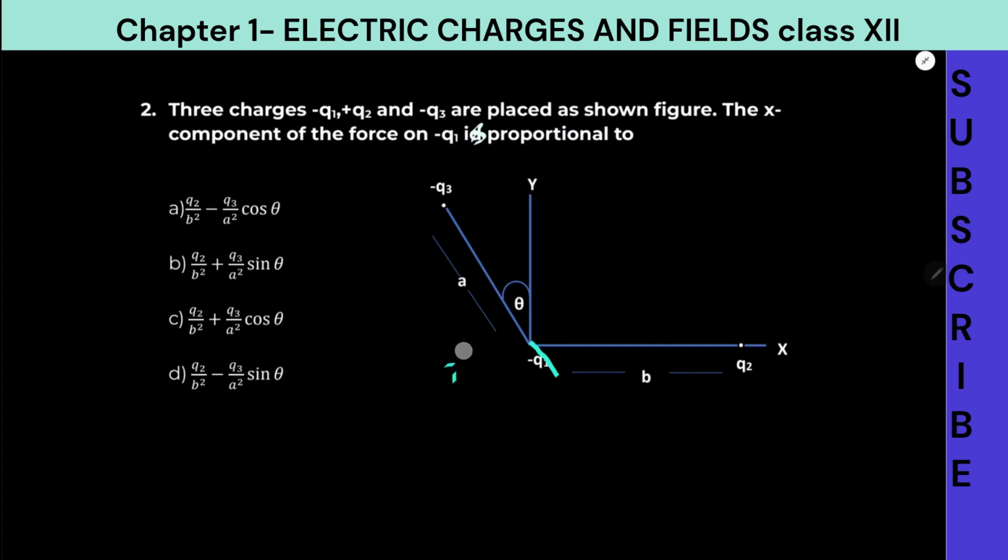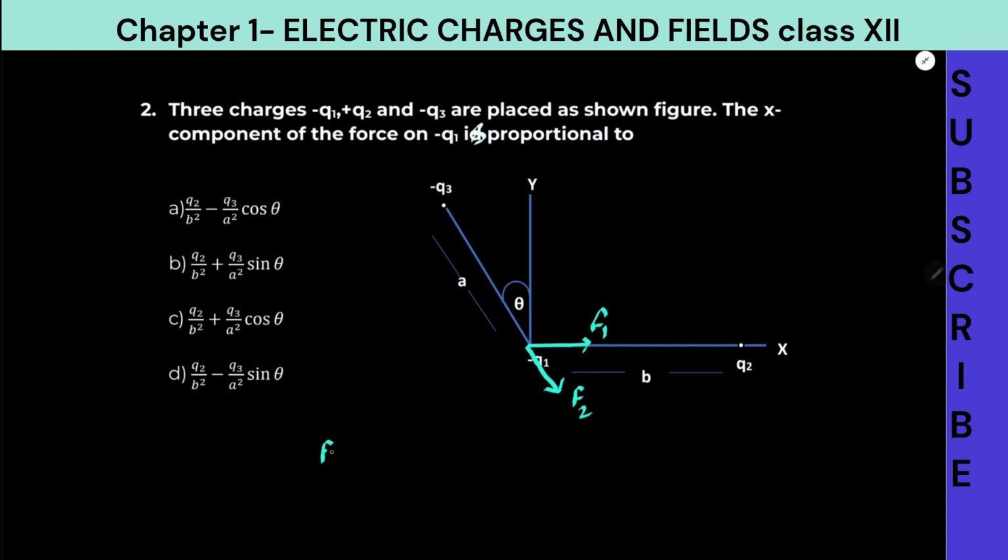But wait, we have Q2 as a positive charge, so the force acting on Q1 will be along this direction, and the force acting on minus Q1 due to minus Q3 will be repulsive, in this direction. Why repulsive? Because both are negative charges, right? And why is F1 this side? Because this is negative and that is positive. I hope you understood how we made the arrows. Great. So let's find the magnitude first.